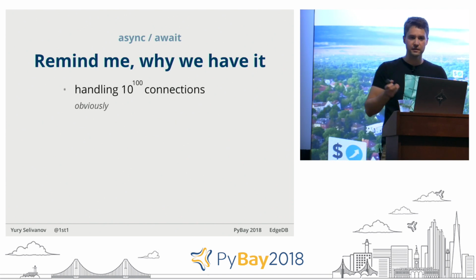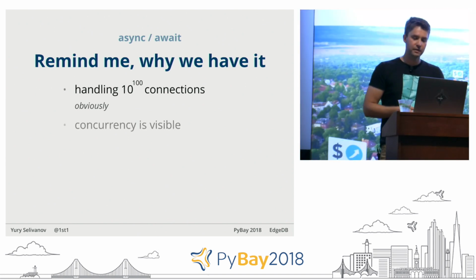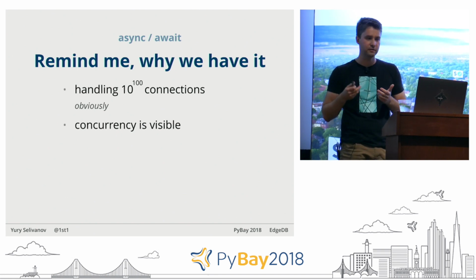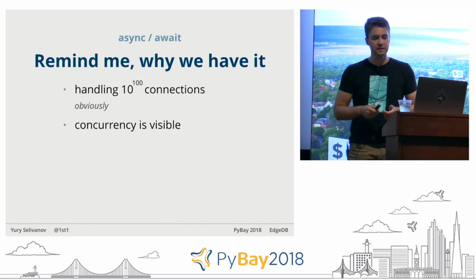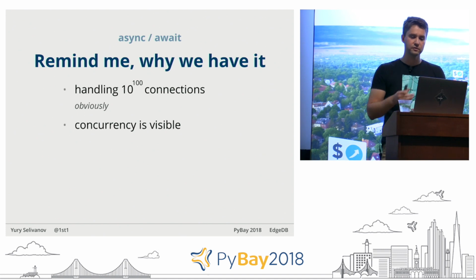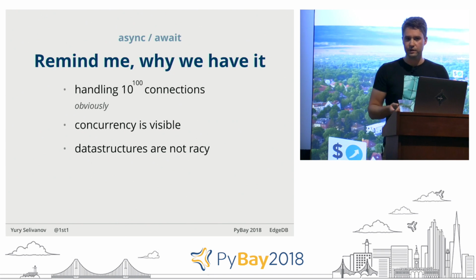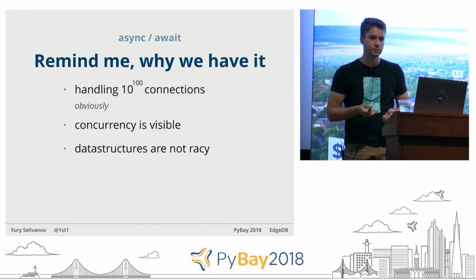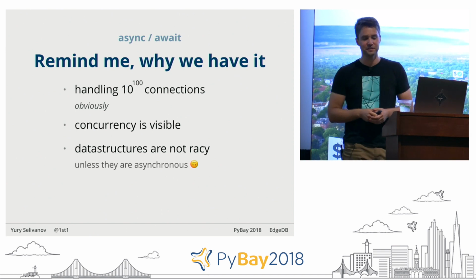Well, obviously to handle that 10 to the power of 100 connections on your Mac Mini. But the other reason, and the core reason why we have async await, why we have it in C#, why we will soon have it in Rust, is because it makes concurrency visible. So you actually know when you're about to give up control in your own code. Also, data structures are not racy. If you are using some data structure in async await code, you don't have to worry if it's thread safe or not, unless this data structure is asynchronous.